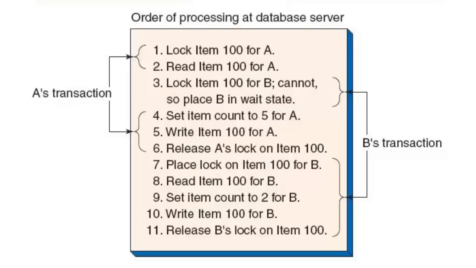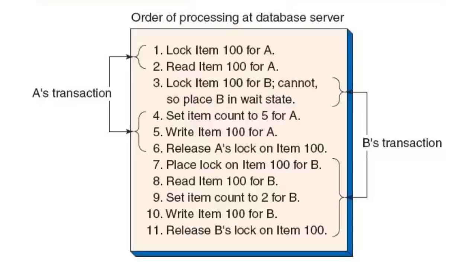So the database server begins processing these 2 requests. It first locks item 100 for user A, then reads the value of the inventory count for item 100. That is, it's going to return a value of 10 units back to user A. At this point, the database server may receive the request from user B to lock item 100. However, since item 100 is already locked by user A, the database cannot service that request at this point in time, so it places B in a queue. It says, okay, user B, I will get to you eventually, but right now you have to wait.